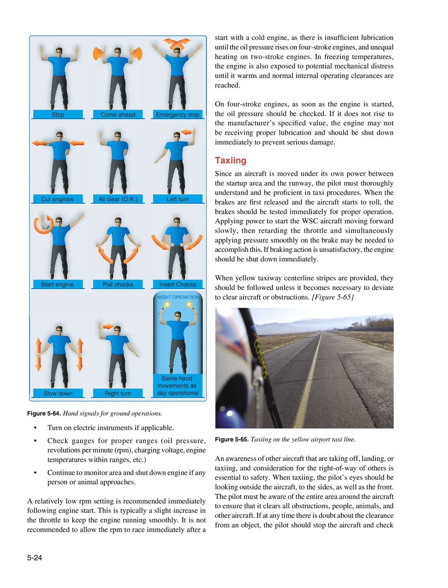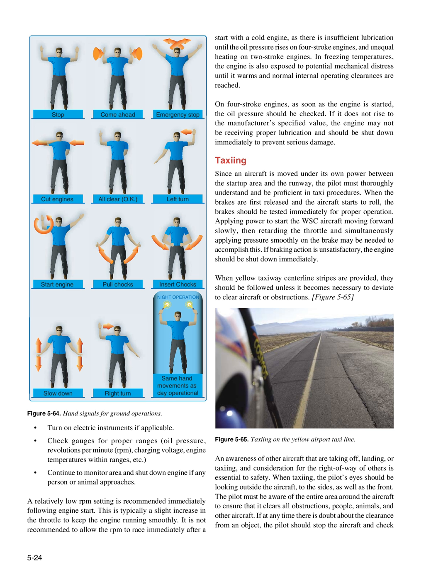Taxiing. Since an aircraft is moved under its own power between the startup area and the runway, the pilot must thoroughly understand it and be proficient in taxi procedures. When the brakes are released and the aircraft starts to roll, the brakes should be tested immediately for proper operation. Applying power to start the WSC aircraft moving forward slowly, then retarding the throttle and simultaneously applying pressure smoothly on the brake may be needed to accomplish this. If braking action is unsatisfactory, the engine should be shut down immediately.